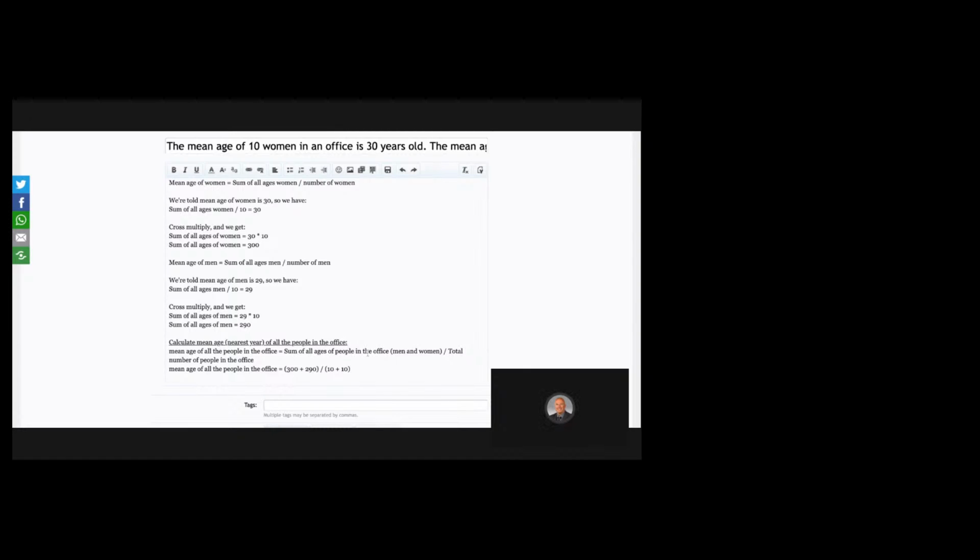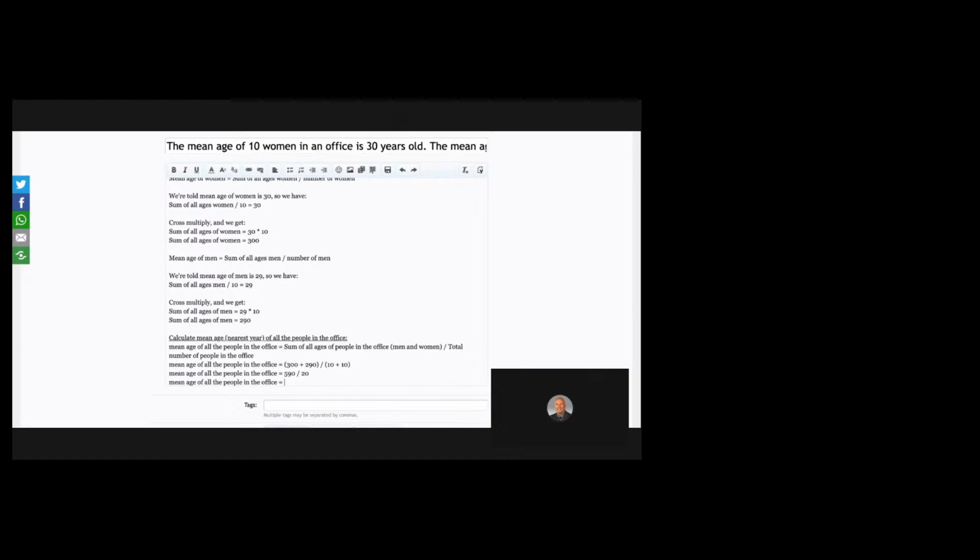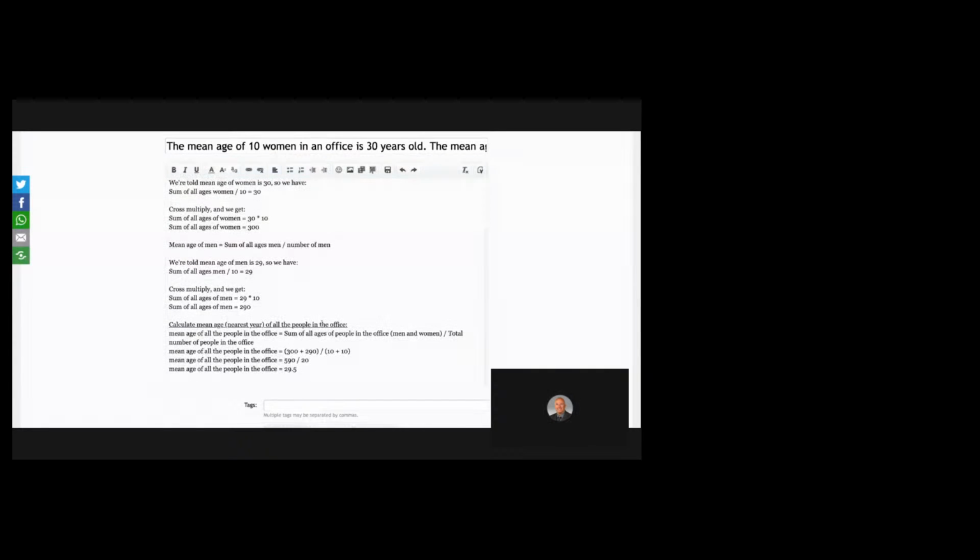So the sum of all ages of the people is the sum of the women, which is 300, sum of the men is 290, and the total number of people in the office is the women plus the men, right? So 10 plus 10. And let's break this down more. Equals 590 divided by 20, right? Let's go off screen here real quick. 590 divided by 20 is 29.5. Now, some people stop here.